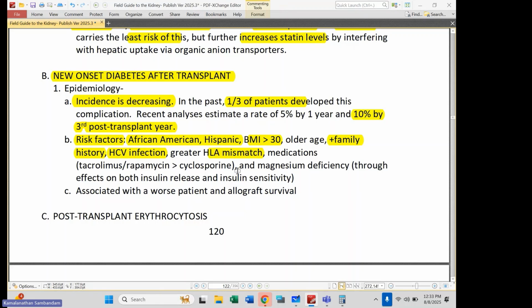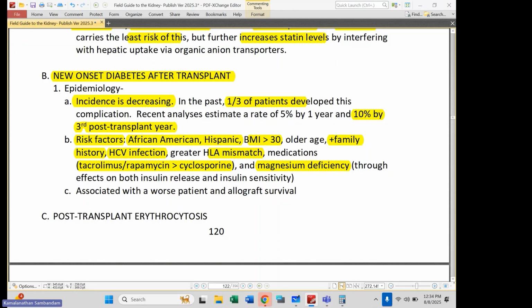Greater HLA mismatches are presumably managed with more steroids and higher CNI levels. We talked about calcineurin inhibitors as causing insulin resistance. Tacro and Rapa cause more NODAT than cyclosporin. Magnesium deficiency is a very interesting risk factor for NODAT, okay? And so some would also describe the diabetes that occurs with thiazide diuretics as a problem with magnesium homeostasis.